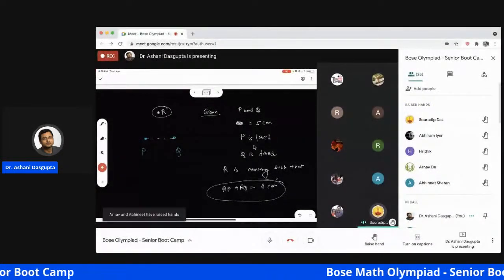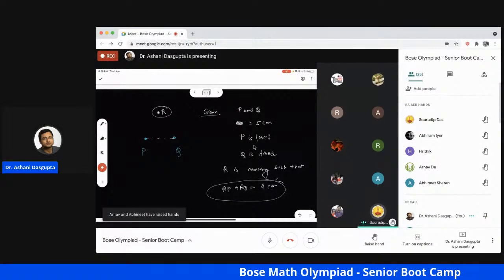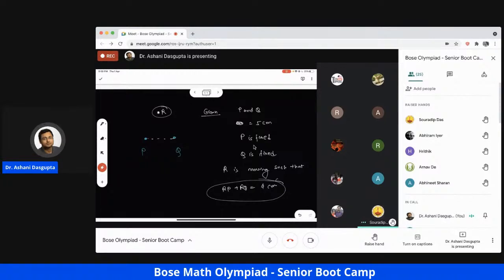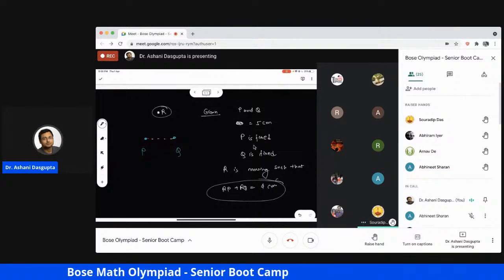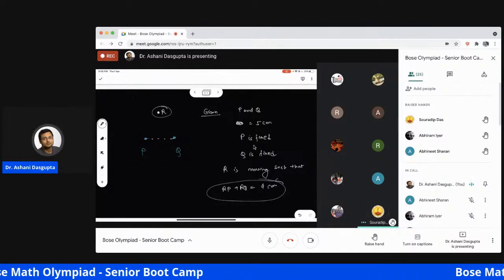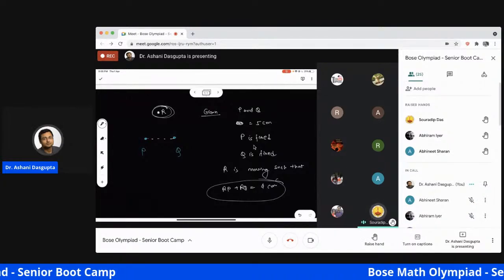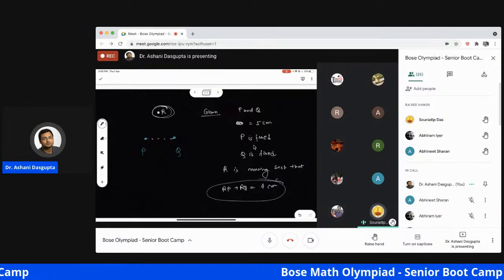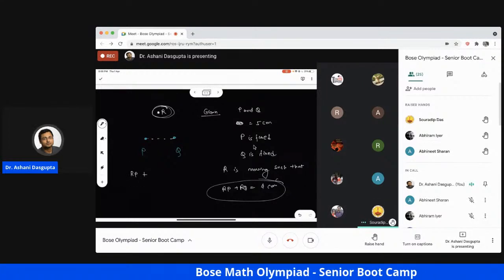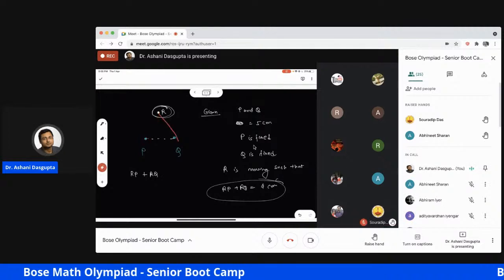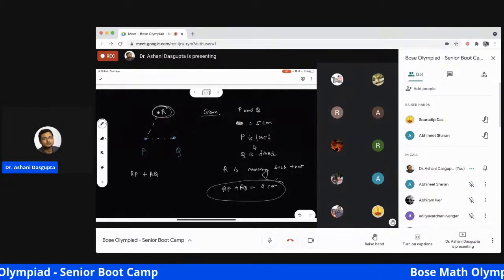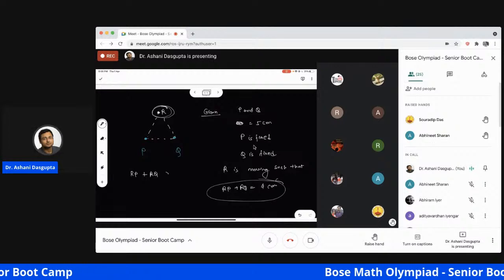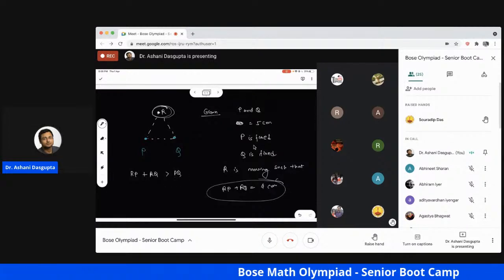First, I have to say that this is not possible because of the triangle inequality. Why? Because RP plus RQ is always greater than PQ, as RPQ forms a triangle. The distance of R to P and the distance of R to Q, if you join them, is always greater than the distance from P to Q.